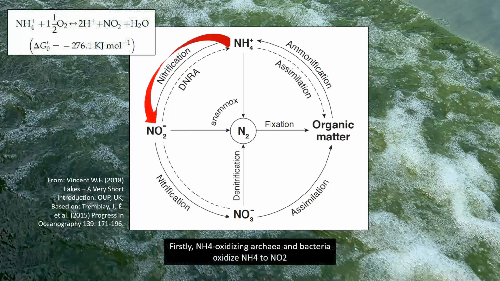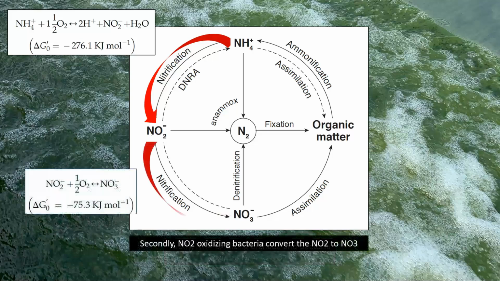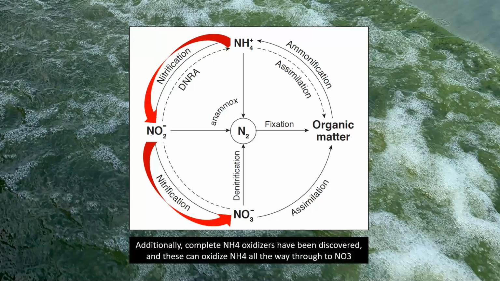Firstly, ammonium oxidizing archaea and bacteria oxidize ammonium to nitrite. And then secondly, nitrite oxidizing bacteria convert the nitrite to nitrate. Additionally, complete ammonium oxidizers have been discovered, and these can oxidize ammonium all the way through to nitrate.